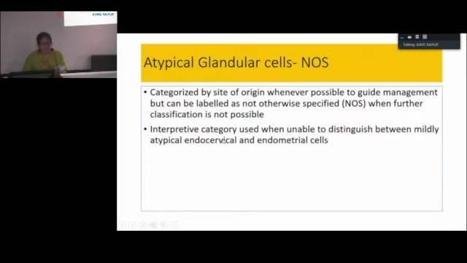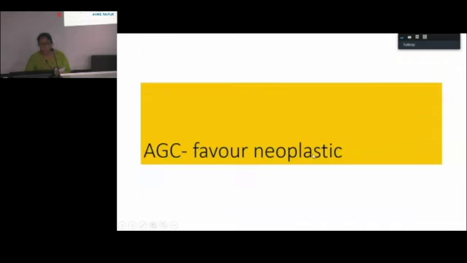Now this next category is atypical glandular cells, NOS, not otherwise specified. So we try to categorize by site wherever possible. But when you can't, you put it into the category of NOS. This category is used when you're unable to distinguish between mildly atypical endocervical and endometrial cells. Then we have the next subcategory, which is atypical glandular cells, favor neoplastic.